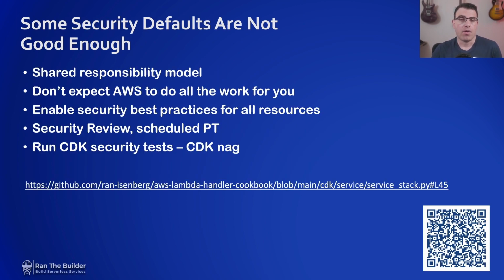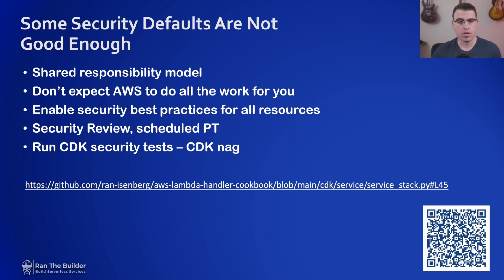So there is a shared responsibility model, right? AWS secures the cloud, but we secure the resources inside the cloud. We define them and we need to make sure that they are secured. So you need to keep that in mind always. And you can't expect AWS to do all the work for you. So make sure that you think about security for all the resources that you define.